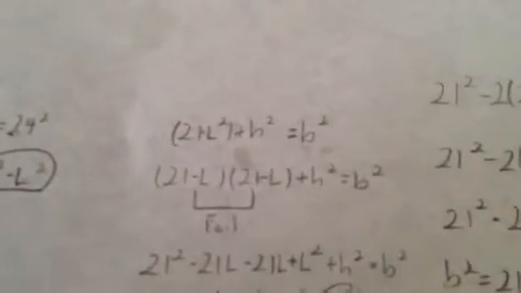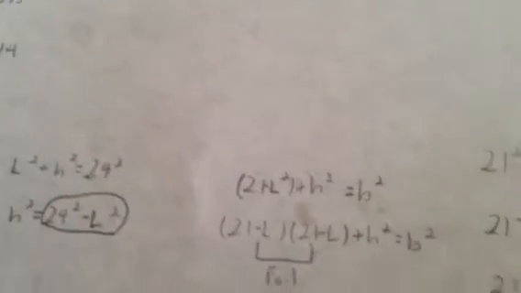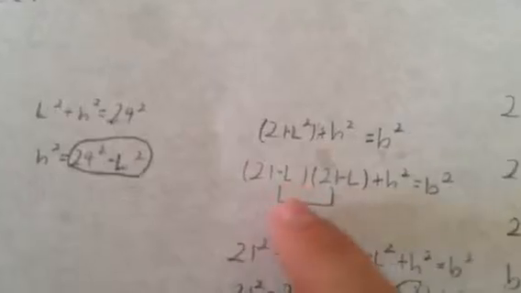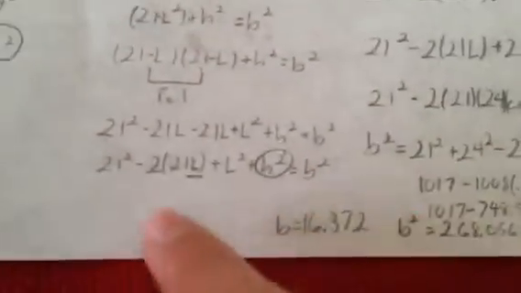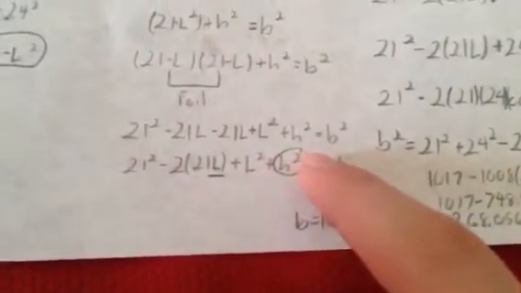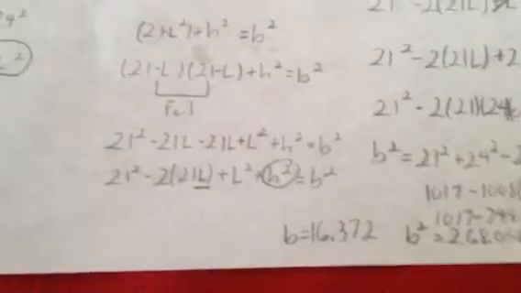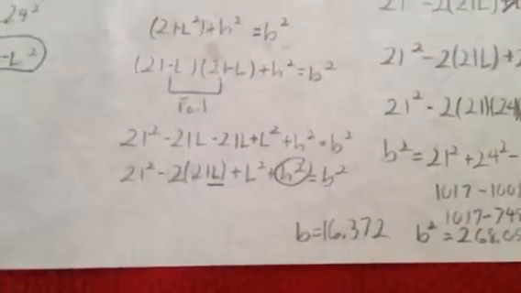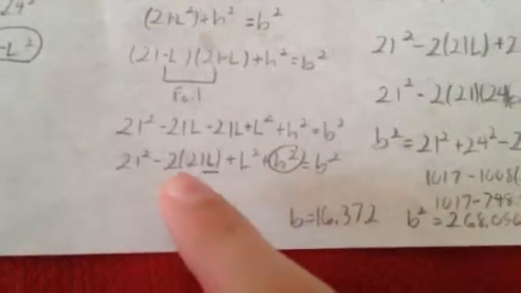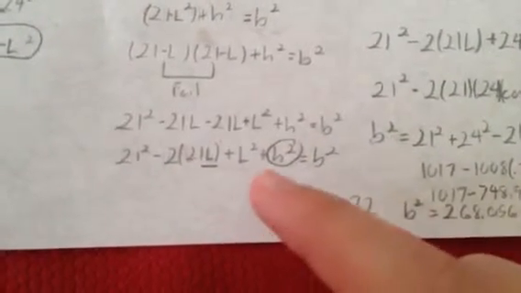And then we do the FOIL method, so we multiply the outer and the outer, the inner and inner, outer. And then we end up getting 21 squared minus 21L minus 21L plus L squared plus H squared equals B squared. And then we're going to simplify it, and we're going to get 21 squared minus 42L plus L squared plus H squared equals B squared.